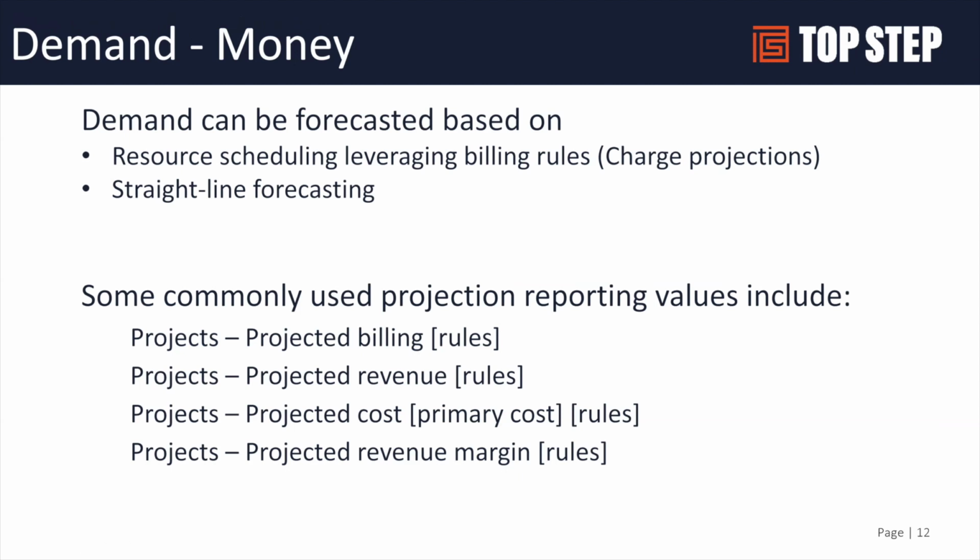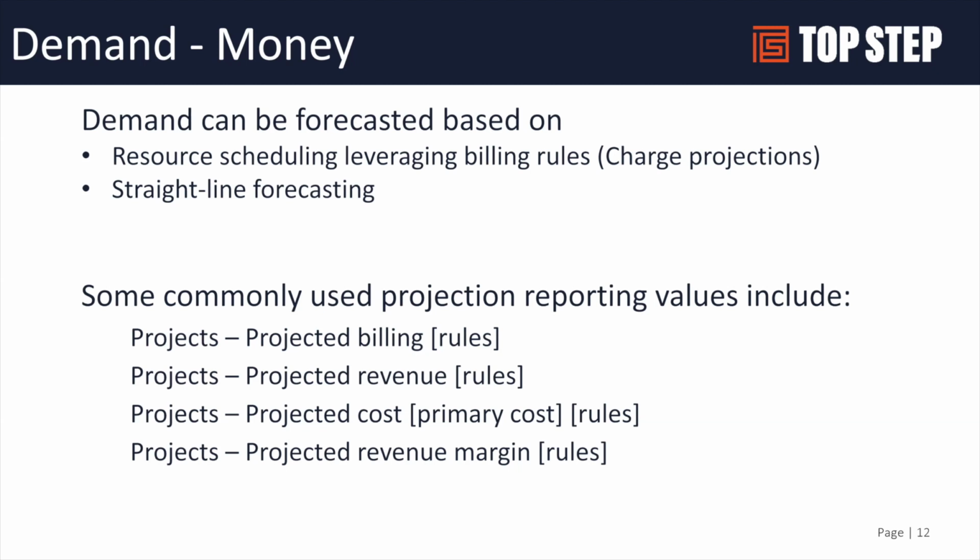We talked about money being the other option with regards to how we measure demand as well as capacity. So measuring demand based on money is really utilizing OpenAir's forecasting engine. OpenAir has, as many of you know, two different ways to forecast both cost as well as billings and revenue. You can forecast based on charge projections. In the charge projection engine, you basically define how you want to project your future views of dollars.